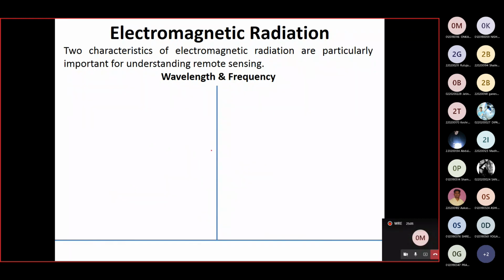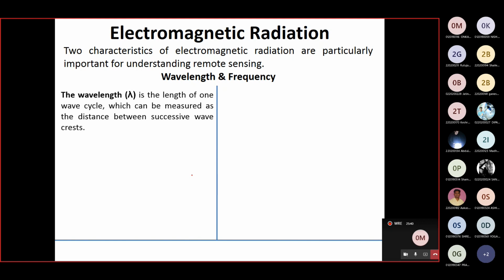If you consider the study of electromagnetic radiation, there are two important characteristics. These are very important for the purpose of understanding remote sensing technology. The first is called wavelength, and the second is frequency. So what is wavelength and what is frequency? From your school days you have studied wavelength and frequency. Wavelength, which is denoted by the letter lambda, is the length of one wave cycle, which can be measured as the distance between two successive wave crests or two successive wave troughs.